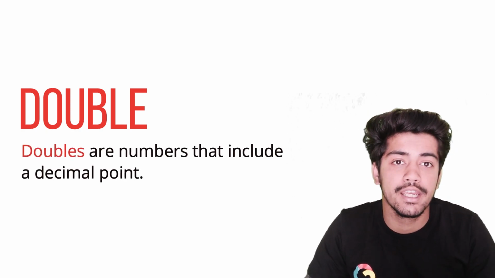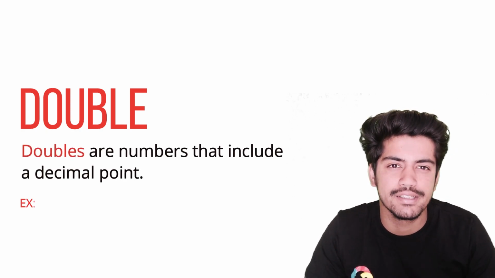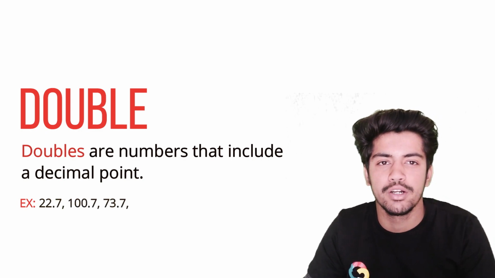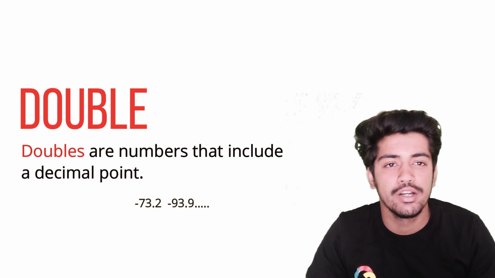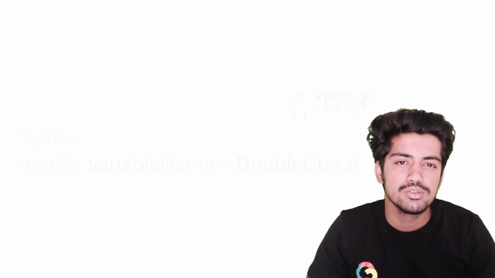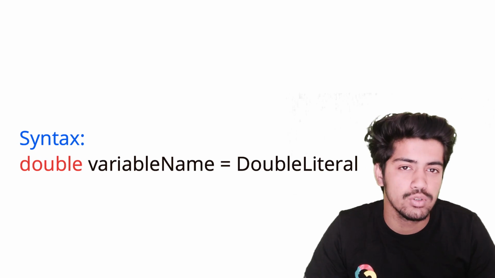The second subtype of number is the double data type. Doubles are numbers that include a decimal point. For example, 22.7, 100.7, 73.7, minus 73.2 and so on. So the syntax for declaring double is as follows. Let's look at it with an example.